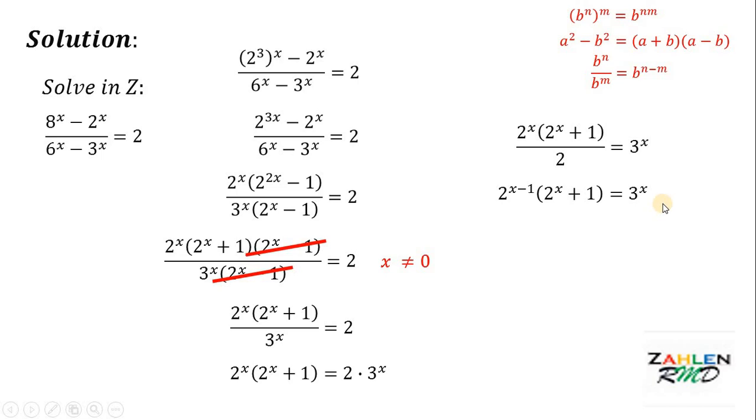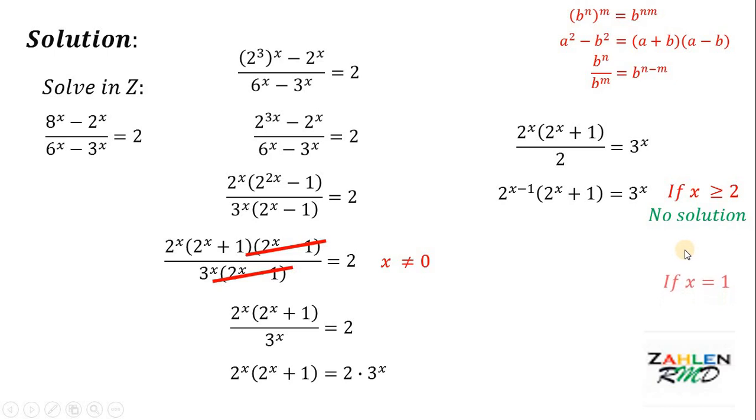equals 3^x. Now, what will happen if x is greater than or equal to 2? The left-hand side is always an even number because we have a factor of 2, and the right-hand side is always an odd number. Therefore, we don't have any solution if x is greater than or equal to 2. Now, at this point, we know that we don't have any solution if x is greater than or equal to 2, and we know that x cannot be equal to 0. In between them, there's a 1.